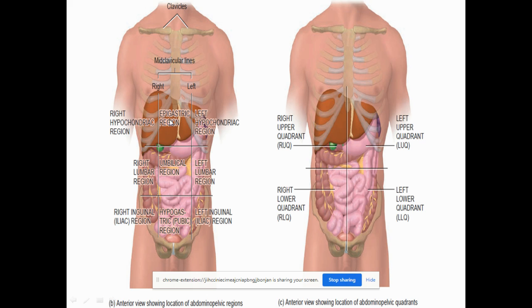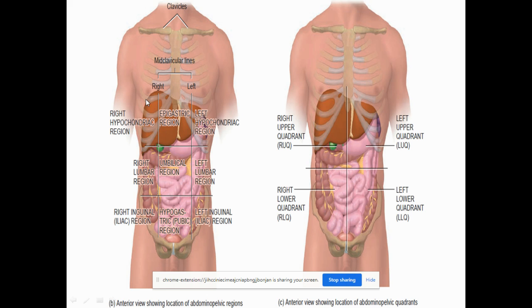And you can see it occupies this region. What is the region? Epigastric region. That is, it occupies most of the right hypochondriac region and the epigastric region. A small portion is protruding to the left hypochondriac region. So the major portion of the liver occupies the right hypochondriac and the epigastric region. A small portion is present in the left hypochondriac region.